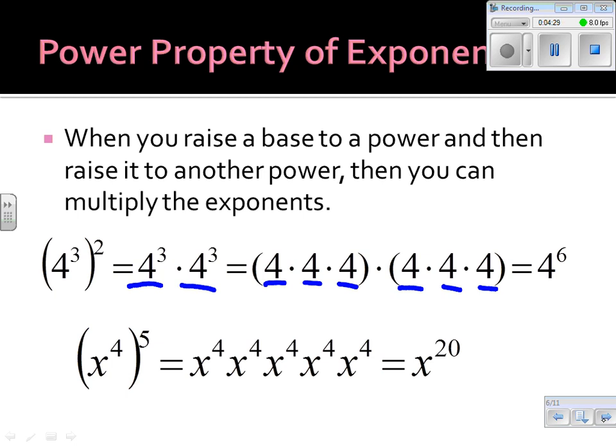The simpler way to do it is just multiply the exponents together, and we get 3 times 2, which will also give us 6. In our second example, we're raising x to the 4th to the 5th power. In expanded form, we would get x to the 4th times x to the 4th times x to the 4th times x to the 4th times x to the 4th. If we add up all of the x's together, we would get x to the 20th. So essentially, the power property is just an extension of the multiplication property.